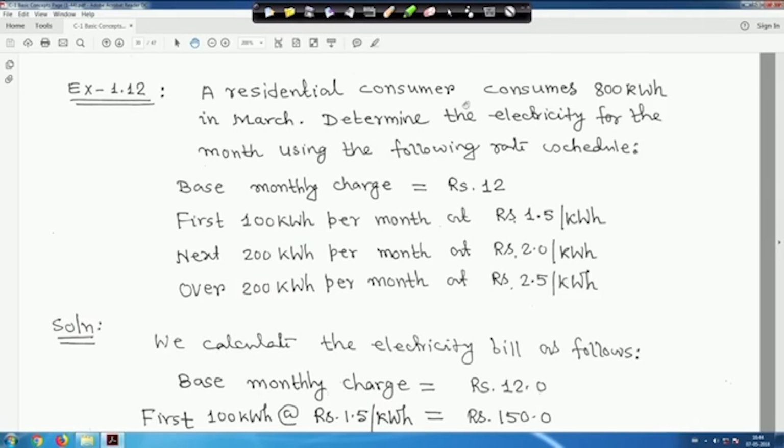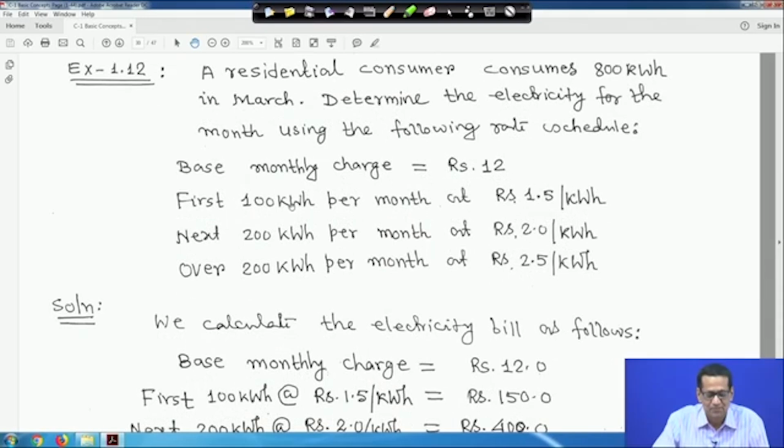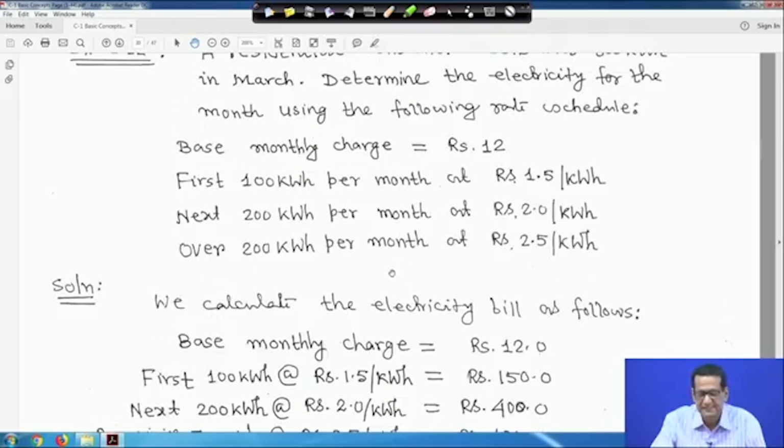A residential consumer consumes 800 kilowatt hour in the month of March. Determine the electricity bill for the month using the following rate schedule. Base monthly charge is rupees 12, first 100 kilowatt hour per month at rupees 1.5 per kilowatt hour, next 200 kilowatt hour per month at rupees 2 per kilowatt hour, and over 300 kilowatt hour per month at rupees 2.5 per kilowatt hour. Now we have to calculate the electricity bill.